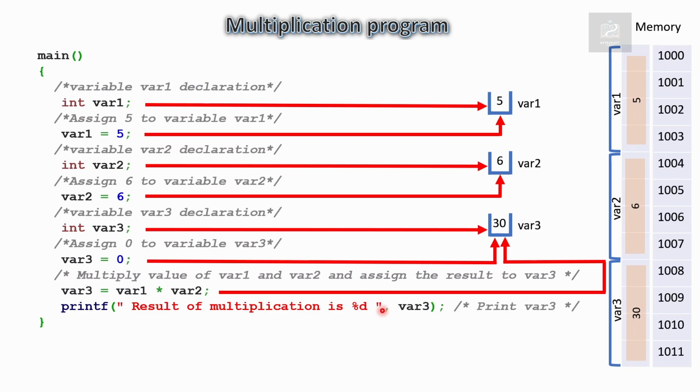So what is the output that we are going to get? The output will be: the result of the multiplication is 30. Up to "the result of the multiplication is", the characters have been printed, but when the %d came, the value of variable 3 was printed here. So variable 3 is being printed at this place with the help of this %d. I think up to this point it is quite clear to my students how to print and how to use variables.